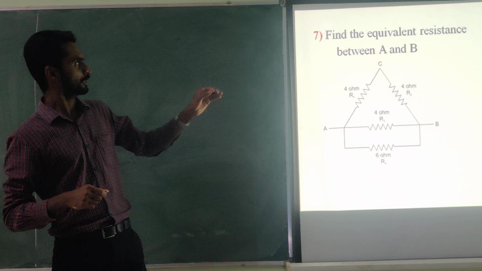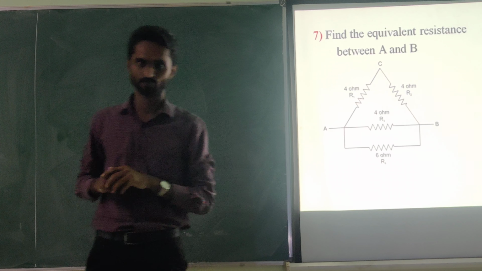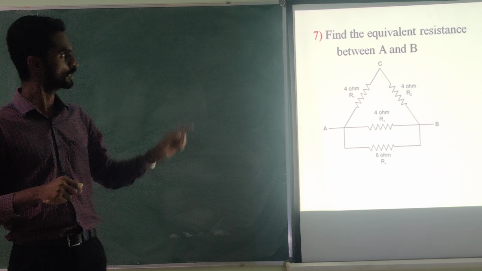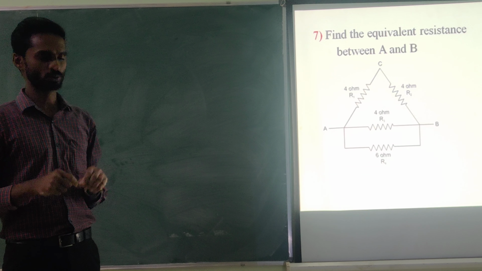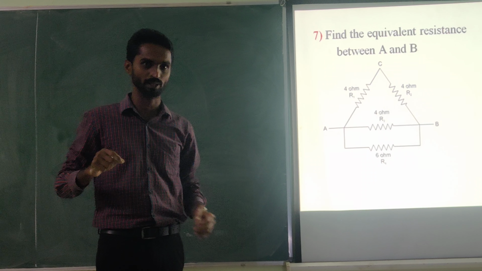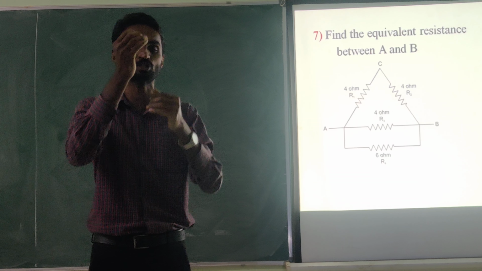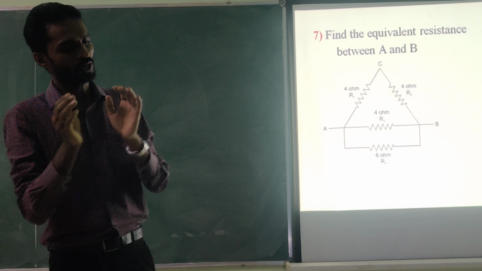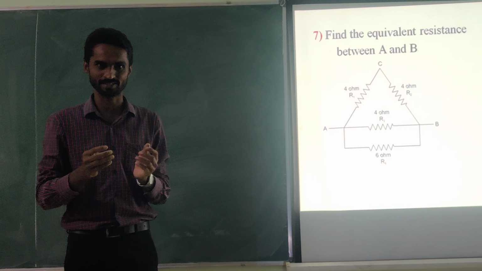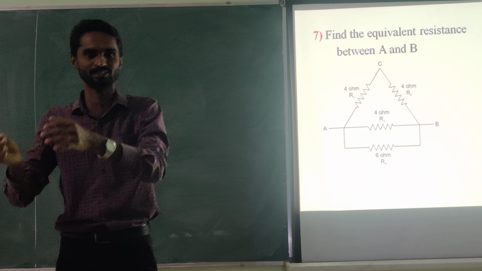Next question, seventh question. Find the equivalent resistance between A and B. So you should be very careful when you are finding the equivalent resistance between A and B. Sometimes you will not be able to identify which two resistors are connected in parallel and which two are connected in series. Sometimes instead of series, you consider parallel, and instead of parallel, you consider series.